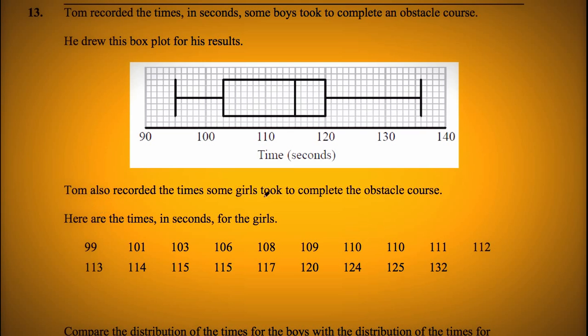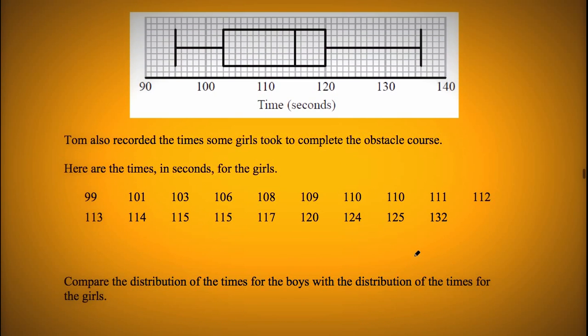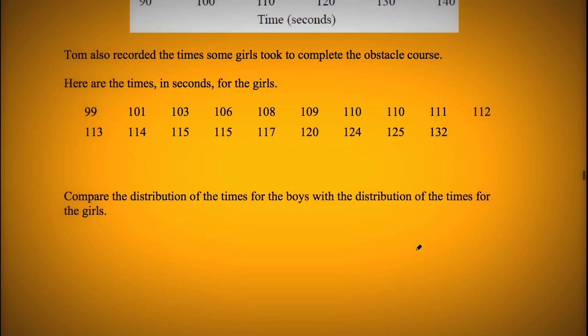Tom also recorded the times some girls took to complete the obstacle course. Here are the times in seconds for the girls, so he's written out the times in seconds, and they are already in ascending order, so we don't have to change the order. Compare the distribution of times for the boys with the distribution of times for the girls. So as a general principle, when we see compare distributions, that means compare an average and compare a range.